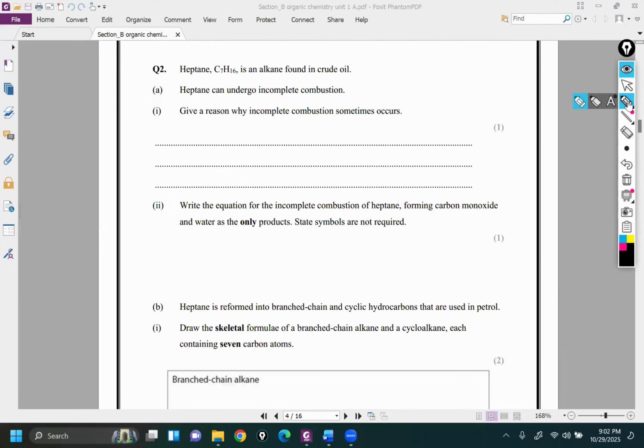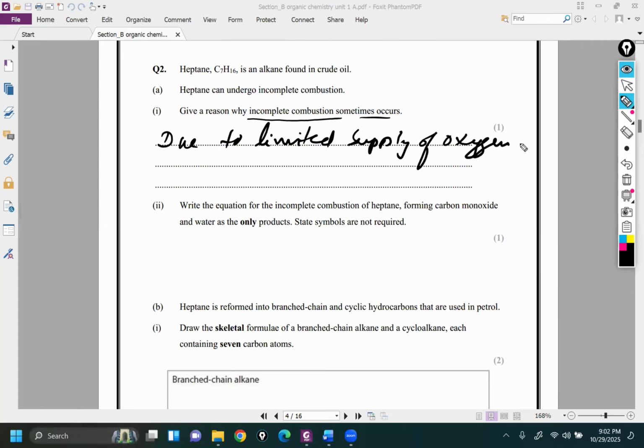Question number 2, again heptane is an alkane found in crude oil. Heptane can undergo incomplete combustion. Give a reason why incomplete combustion sometimes occurs. So this is due to a limited supply of oxygen. This is the main reason. If oxygen is limited, if oxygen is not sufficient, if oxygen is not enough, for 1 mark, you can write any one of it.